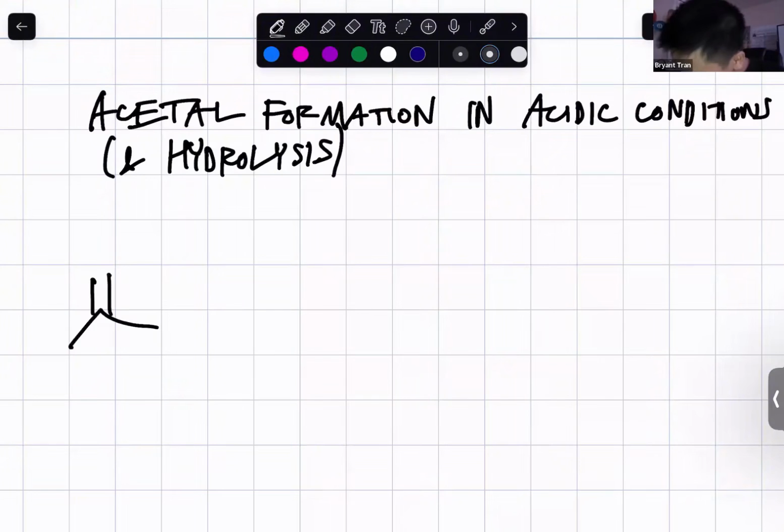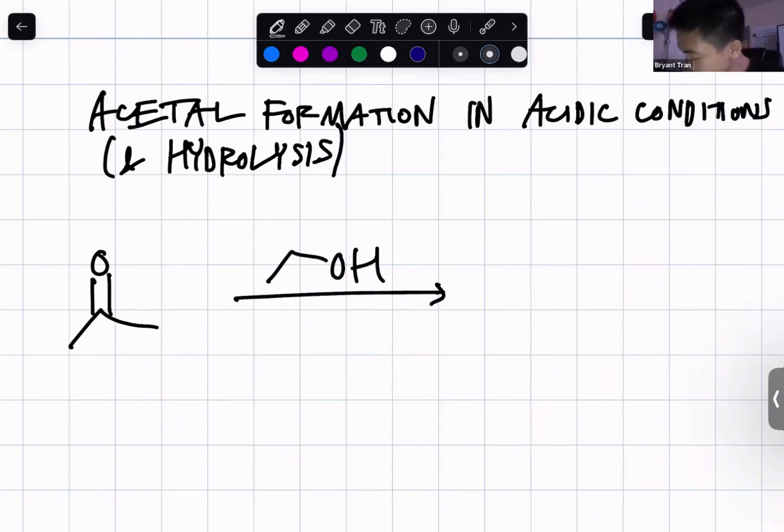Let's start off simple. Let's start with this ketone here. A carbonyl is a carbon double bond oxygen. If we react that with an alcohol, right? Let's start off with something simple, which is this ethanol over here, in acidic conditions, H2SO4.